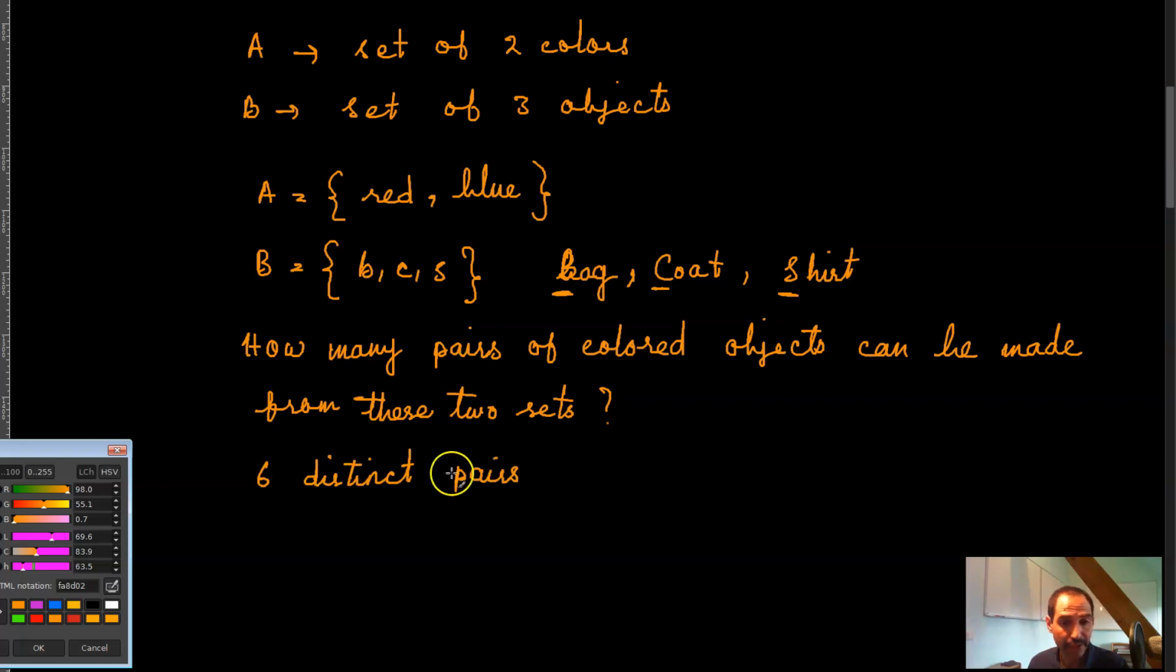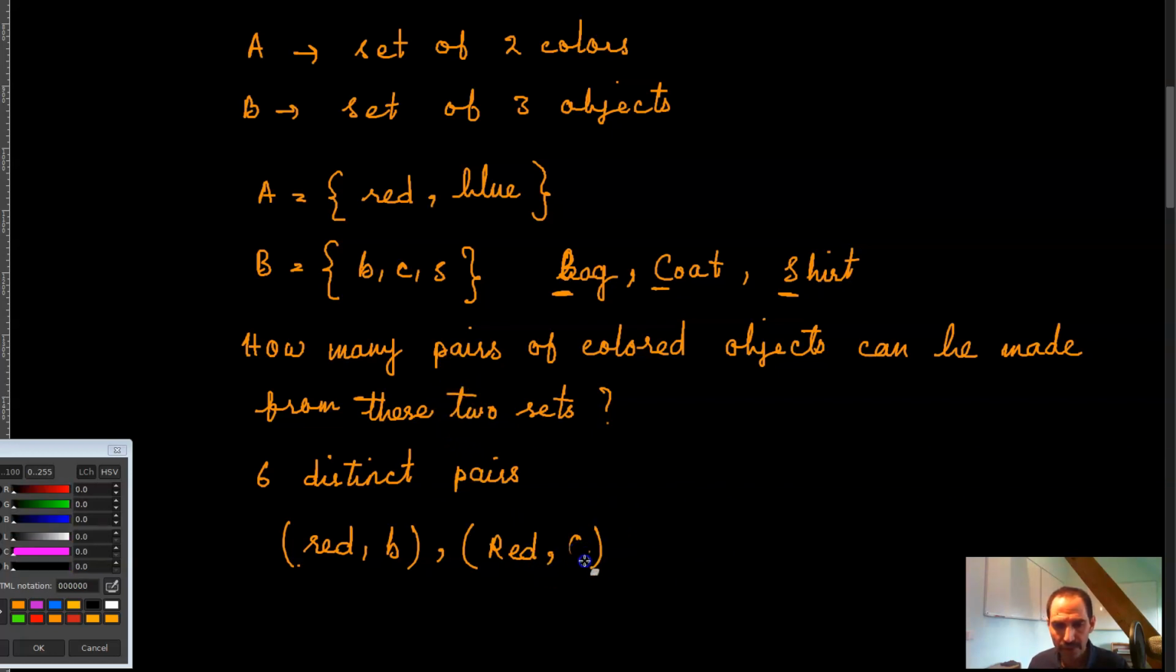6 distinct pairs, which would be a red bag, basically. A red B, red comma B. We could have red comma C, which is a red coat. And just to not confuse ourselves, let me use lowercase letters here. So a red c, and then we could have a red, basically, shirt, red s, a red s.